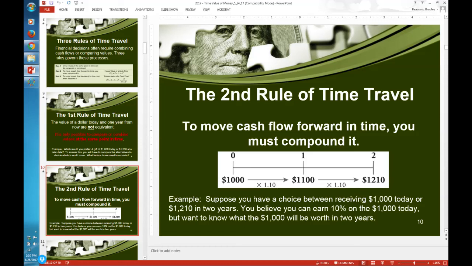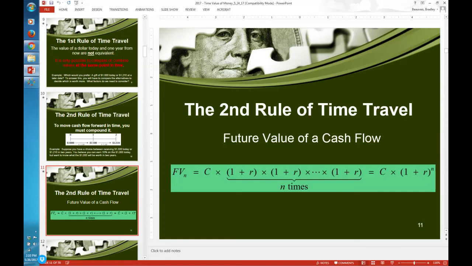Second rule of time travel, from a purely mathematical standpoint: if we look back at that $1,000 that we were going to receive in the first rule, and we now compound it by 10% over a 2-year period, we can see that $1,000 today is roughly equivalent to $1,210 2 years from now at 10%. So one could argue that we're essentially ambivalent about which one we receive if we set aside the issue of risk. How likely is it that we're going to get paid $1,210 2 years from now? That's a topic we'll revisit in the future.